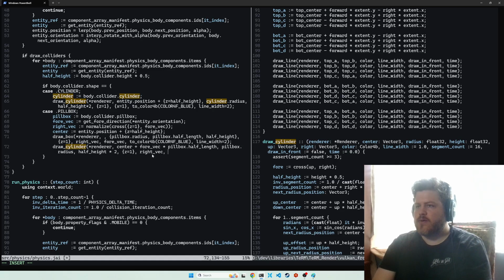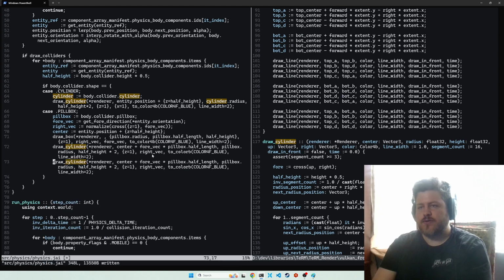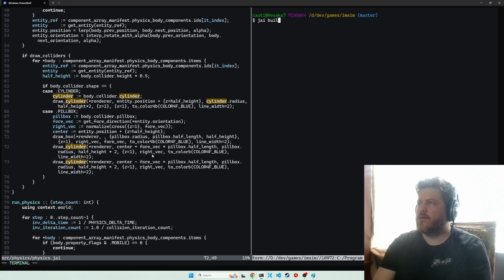Do I want anything else? Yes, so color 4B. Really need to make this part easier. Color 4F. Blue. Line width equals 2. Okay, so that would be the front cylinder, and the back cylinder would just be the same thing, but center minus the forward times the half length, right? Okay.